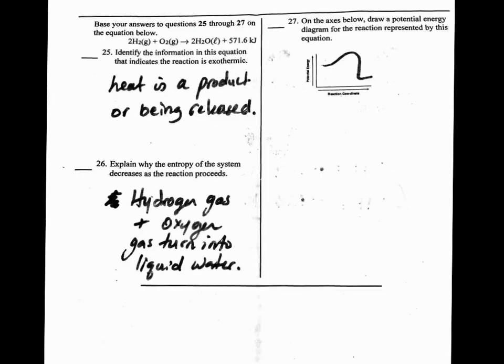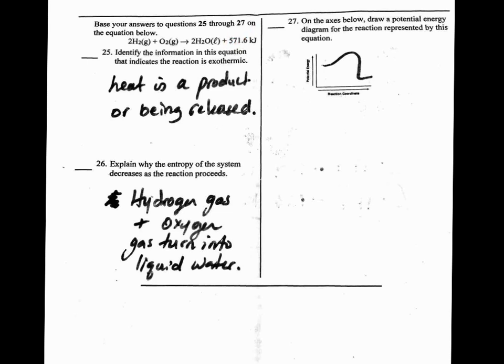Now we are on the last page. So we have to answer numbers 25 to 27 based on this equation. So what piece of information here indicates the reaction is exothermic? So as stated in the answer, heat is a product. It's on this side, so it's being released.